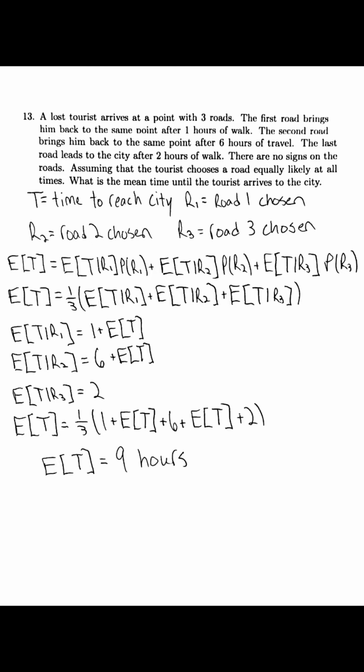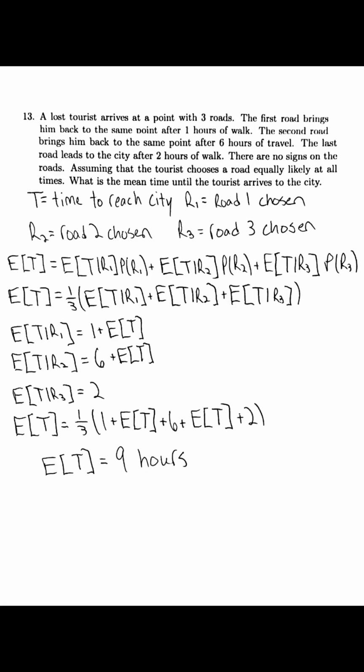Now the question's asking us to find the expected value for t, which we can do using conditional expectation, where E of t equals the expected value of the time given that you choose road 1 times the probability that you choose road 1, plus the expected value of t given that you choose road 2 times the probability of choosing road 2, plus the expected value of t given that you choose road 3 times the probability of road 3. Now we can simplify this, as we know that the probability of road 1 equals the probability of choosing road 2 and road 3, which is just going to be 1/3, so we can factor out a 1/3.